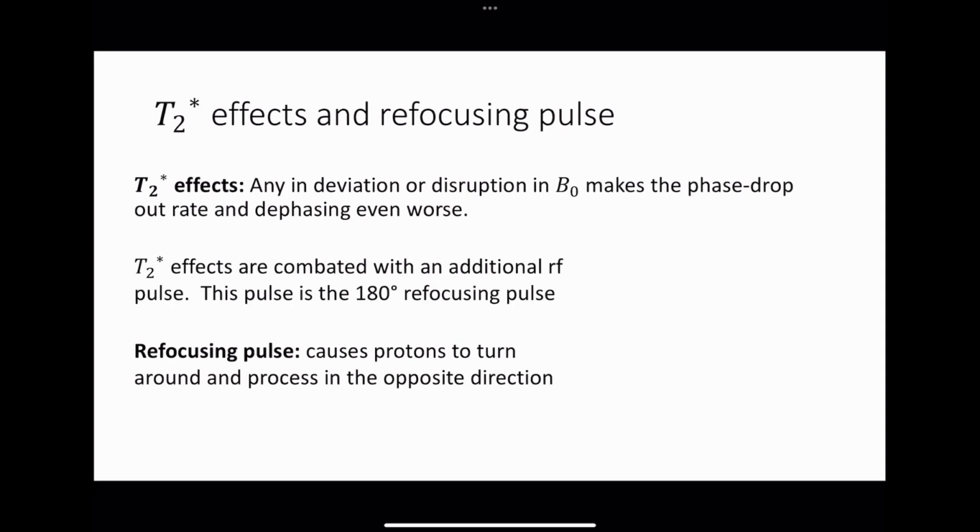T2 star is worsened by deviations in the main magnetic field B0, exacerbating phase dropout and dephasing. To counteract this, a 180-degree refocusing pulse is set in motion, causing protons to reverse direction and restoring coherence among nuclei, therefore mitigating T2 star effects on image quality.